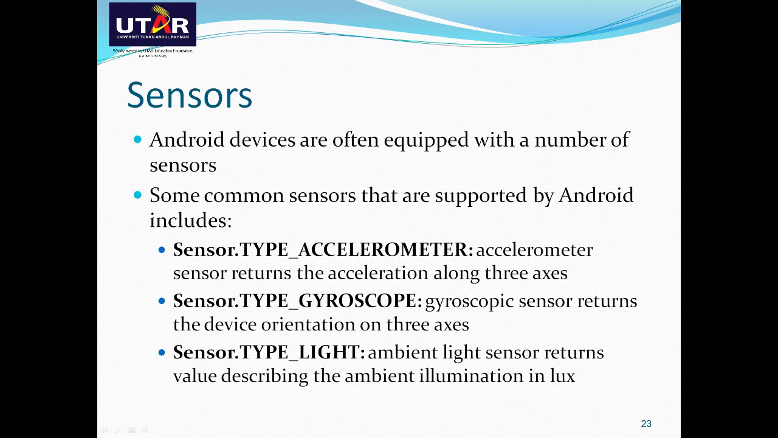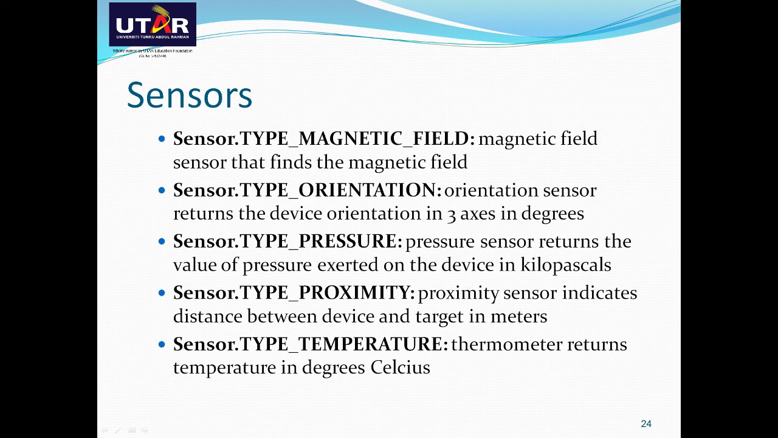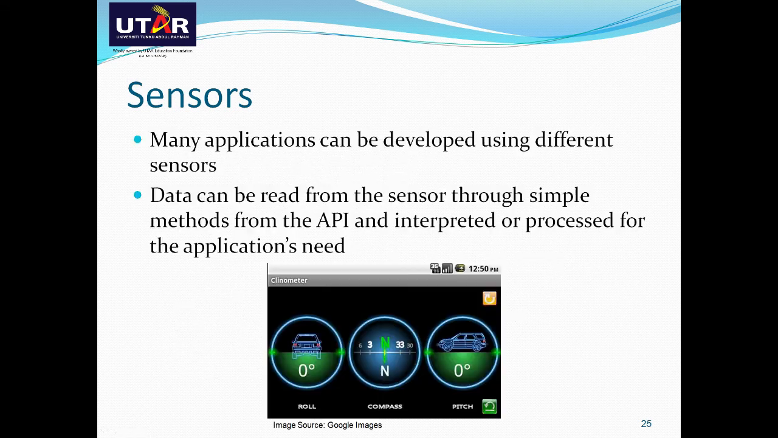Some common sensors in Android include accelerometer, gyroscope, light, magnetic field, orientation, pressure, proximity, temperature. These are very helpful sensors that can be used to develop different applications that use such sensor data, including a compass, for example, via using the magnetic sensor.